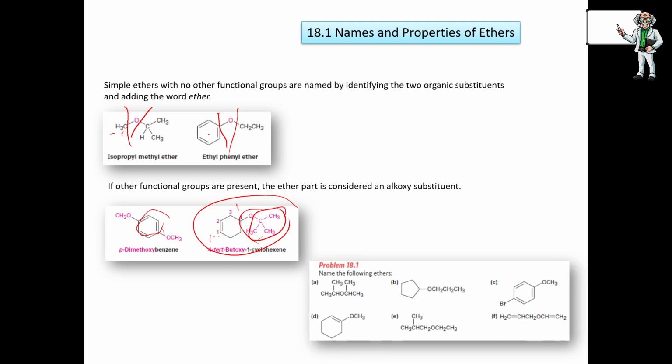Here we have problem 18.1, we can do it. This compound we can do by the first method. We separate both sides. If we separate both sides, we have isopropyl on one side and isopropyl on the other side. That means that this will be diisopropyl ether.